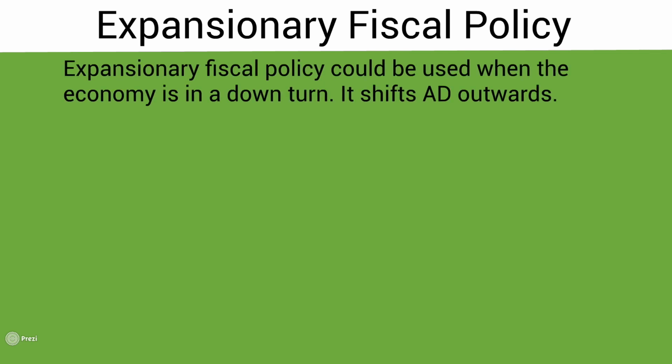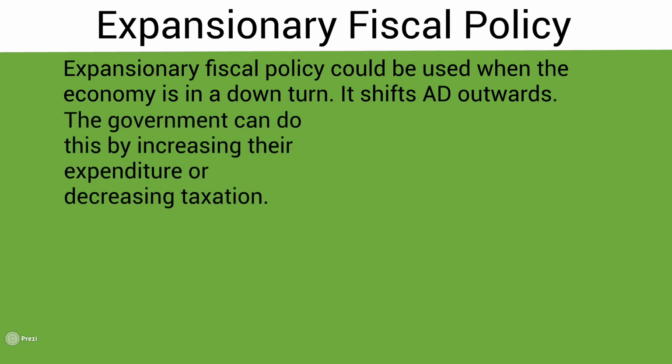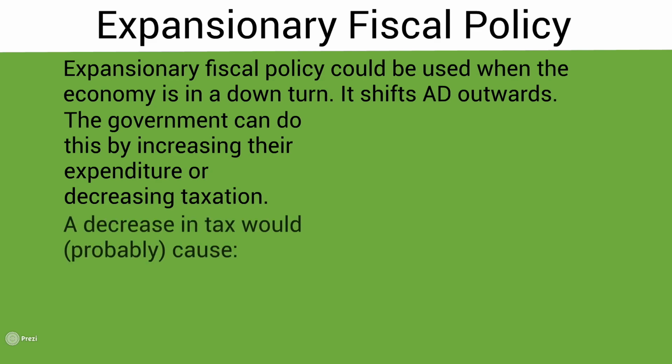Expansionary fiscal policy could be used when the economy is in a downturn. The idea of using expansionary fiscal policy in this situation would be to stimulate the economy and get it moving along again. The government can do this by increasing their expenditure or decreasing taxation. A decrease in taxation would probably cause an increase in consumption and an increase in investment. This is because consumers, if they are workers, will be able to keep a greater proportion of their income, which would increase their disposable income, and consumers would then consume more goods and services.